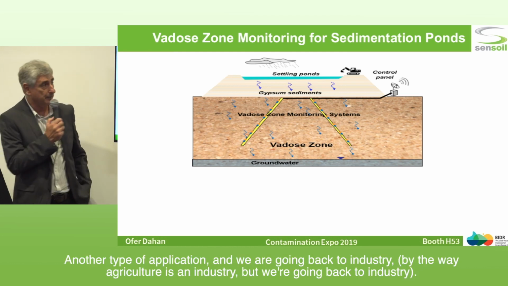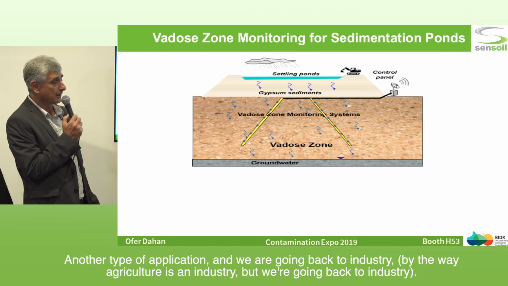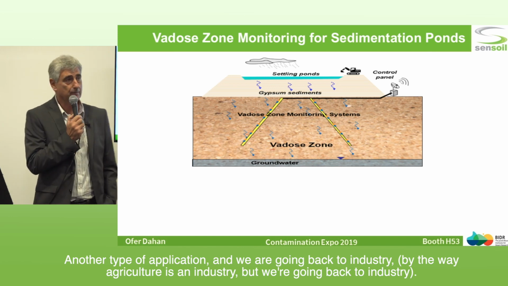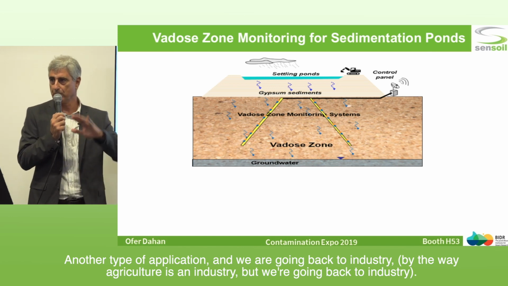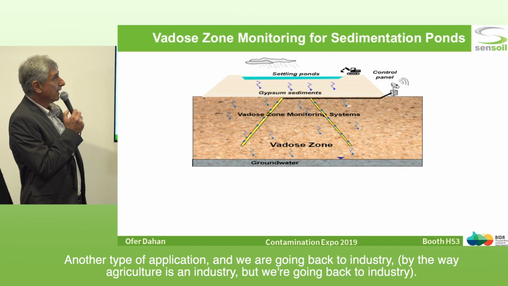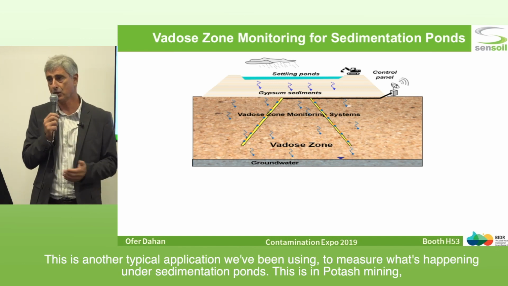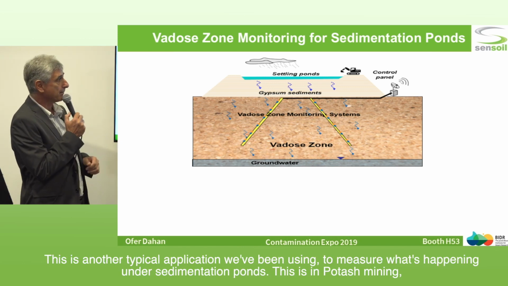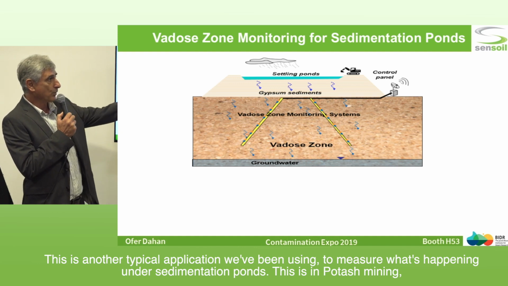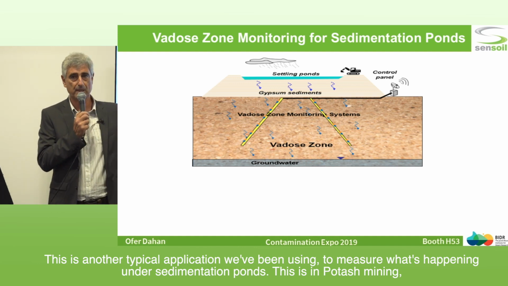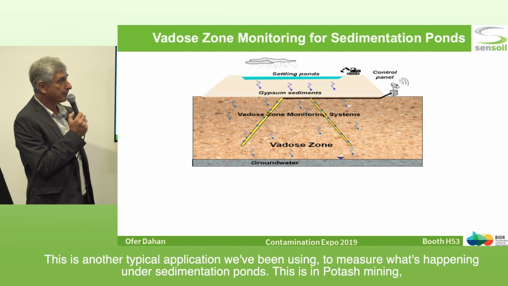Another type of application, we are going back to industry. By the way, agriculture is an industry, but we're going back to the industry. This is another typical application we've been using a couple of times to measure what's happening under a sedimentation pond. This is in potash mining.